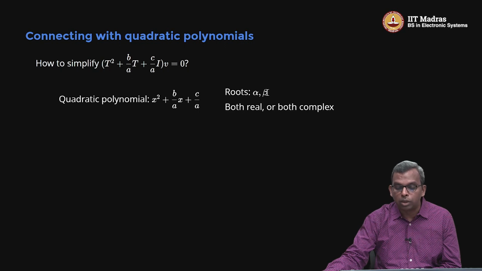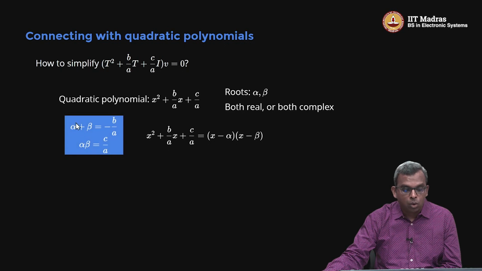So this will have two roots, alpha, beta. Both could be real or both could be complex, we know that. Now we know that the sum of the two roots is minus b by a, and the product of the two roots is c by a. So that x squared plus b by a x plus c by a becomes x minus alpha into x minus beta.